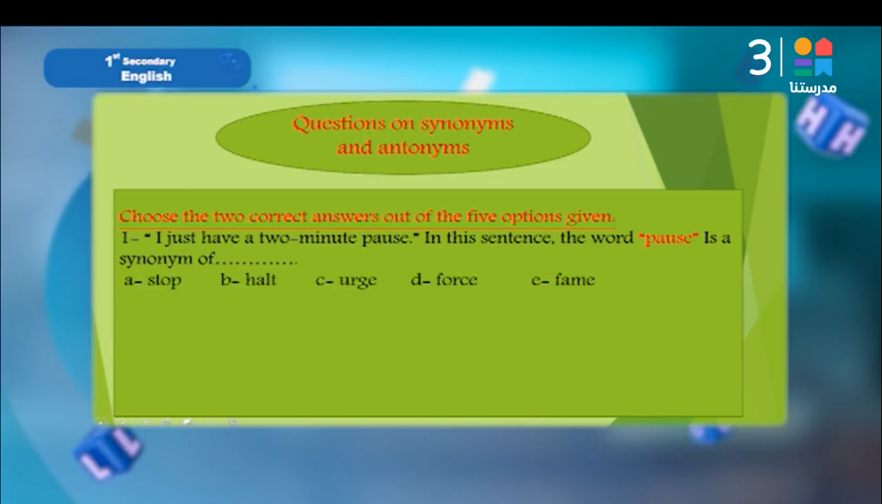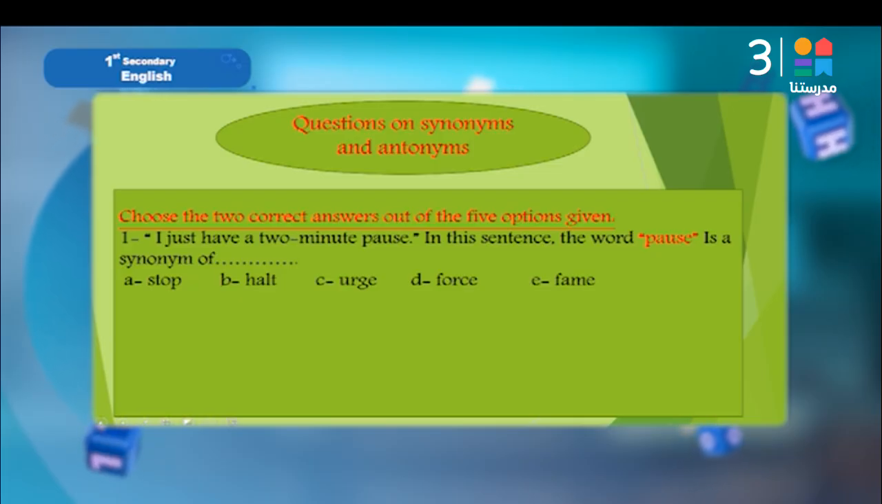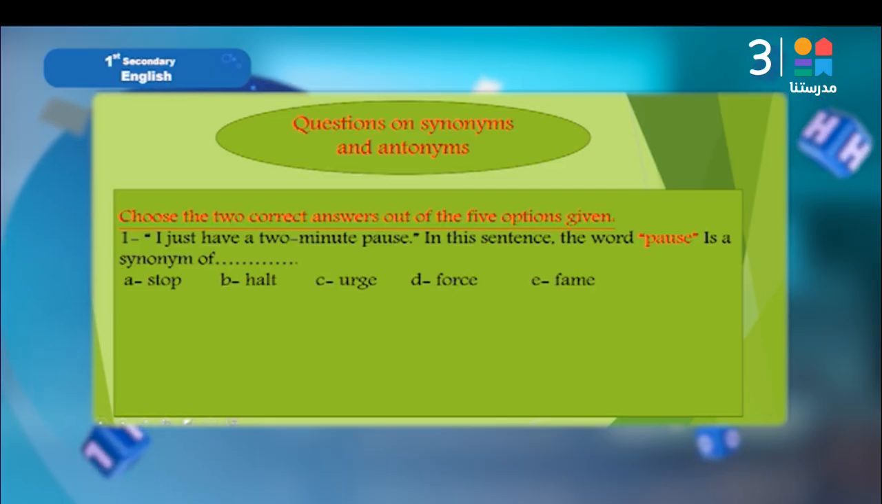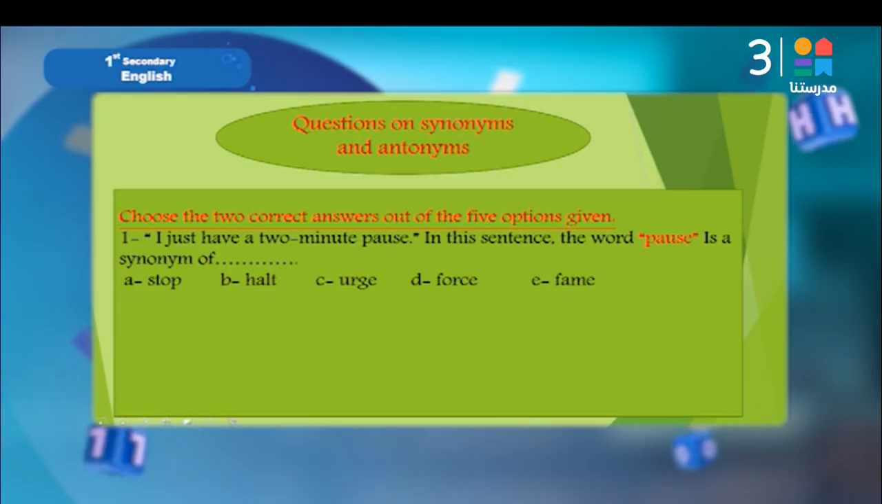I just have a 2-minute pause. In this sentence, the word pause is a synonym. He always gives me the word highlighted, as we see on the word pause, and he tells me here synonym. Let me read again, nobody should forget. I have to verify if he needs synonym or antonym. Look again carefully at the question. Yes, he wants a synonym.